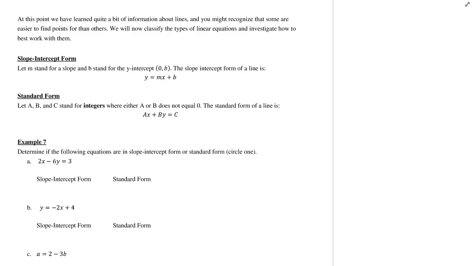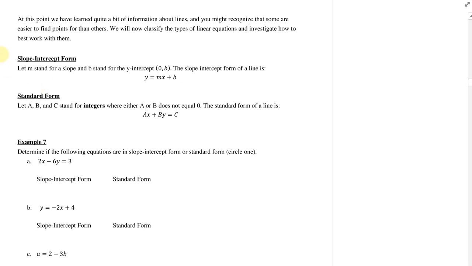Hey guys, so I'm still in section 4.2, so we're continuing on. Let's see, I'm on page 347 here. So at this point now we've learned quite a bit about lines, and one thing we've probably noticed is that there are certain lines where it's easier to find points for them than others. And so now I actually want to kind of classify that.